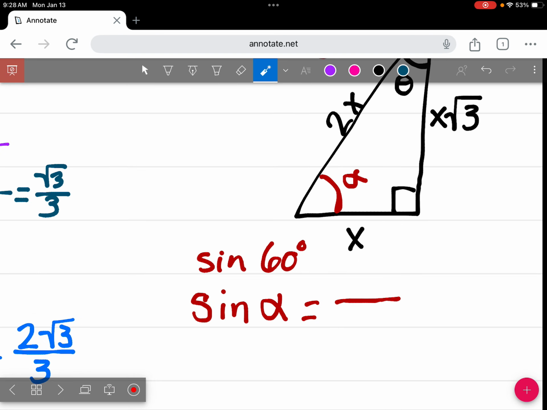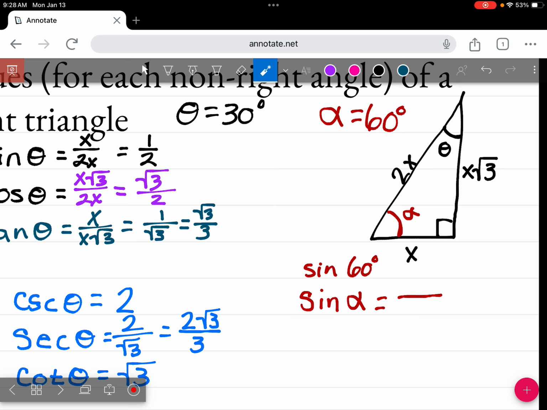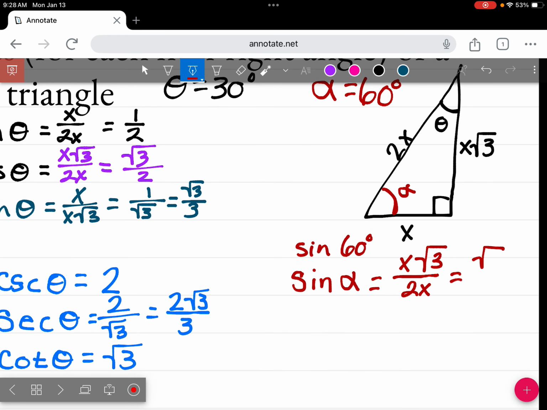So all that's going to do is change which side's my opposite and which side's my adjacent. It's the only difference. So our sine is going to be what? X square root of 3 over 2x. And that's going to simplify down to be our square root of 3 over 2.